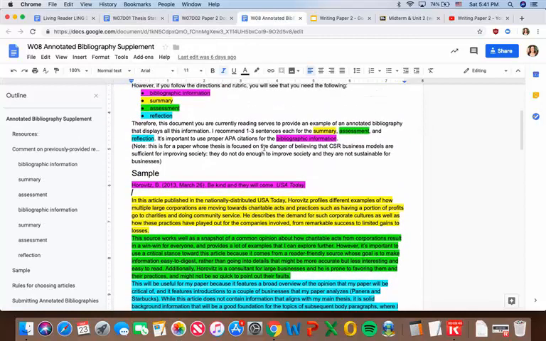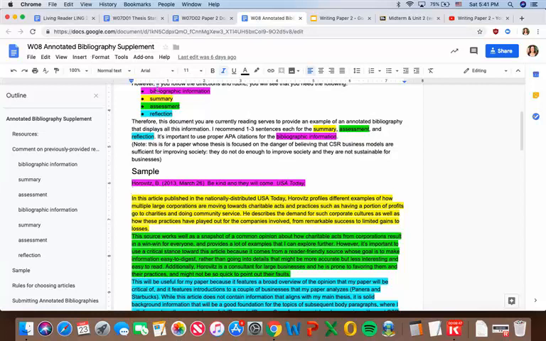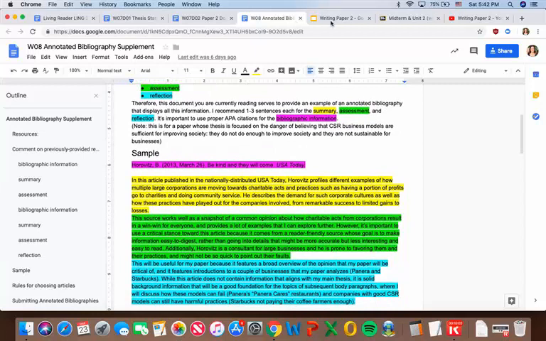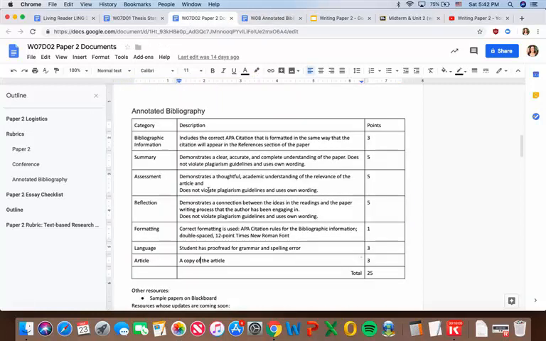And what I've done in the Annotated Bibliography Supplement is I have this summary where you summarize the article. And what you can see here is that I've highlighted it yellow, and there's 2 sentences in which I describe the article. The next part is going to be assessment. So that means that you are going to, we're looking at the rubric right now. Again, this is on the second page of paper 2 documents that was given out week 7, day 2.